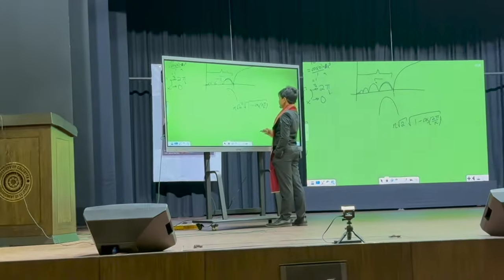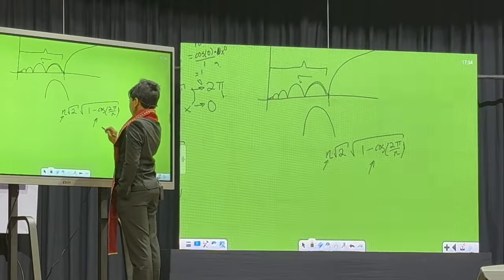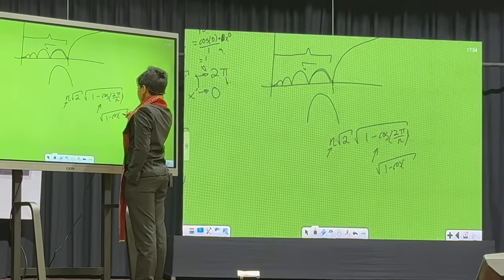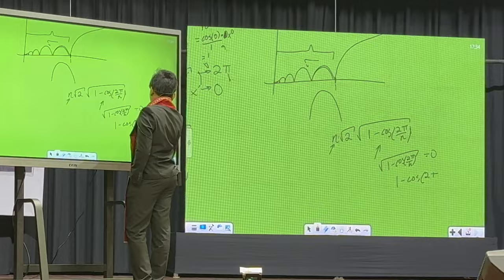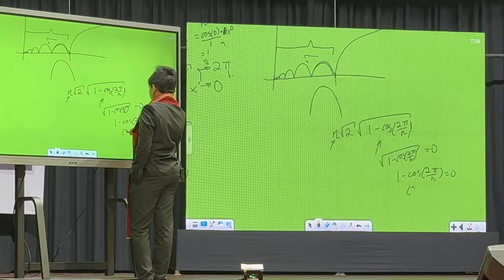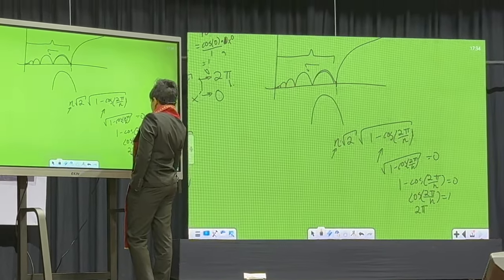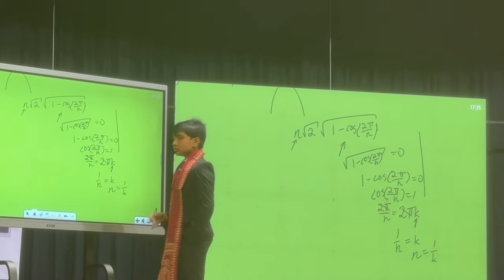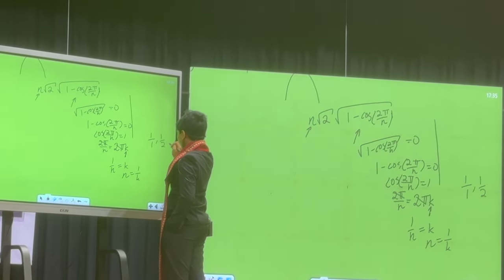So, it's easy enough to figure out the zeros of this function, 1 minus cosine 2 pi over n. Now, when is this equal to 0? Well, at n equals 0, obviously. But also when this is 0. And when is this 0? Well, when 1 minus cosine 2 pi over n is 0. And when is cosine 2 pi over n equal to 1? Well, 2 pi over n equals 2 pi k, so n is 1 over k. So understandably, it's the reciprocal of every positive integer: 1 over 1, 1 over 2, 1 over 3, etc.